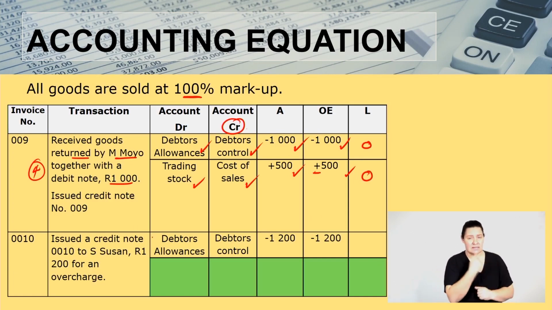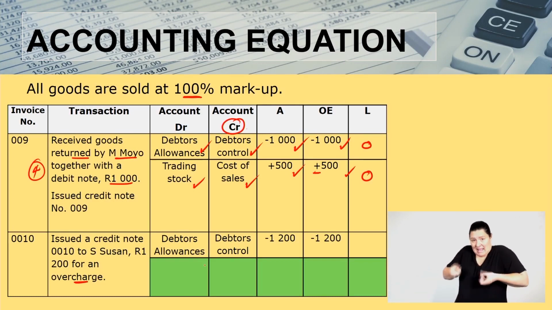The last part now says, issued a credit note to A. Susan, 1,000 for an overcharge. So A. Susan did not bring back goods to us. So do we have 4 accounts in this case? No, there will not be trading stock, there will not be cost of sales because we only overcharged A. Susan.